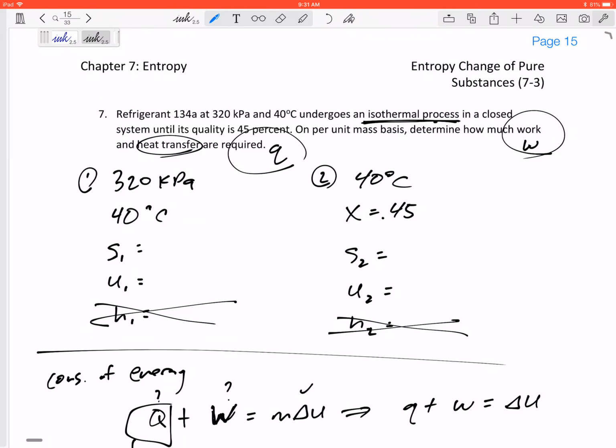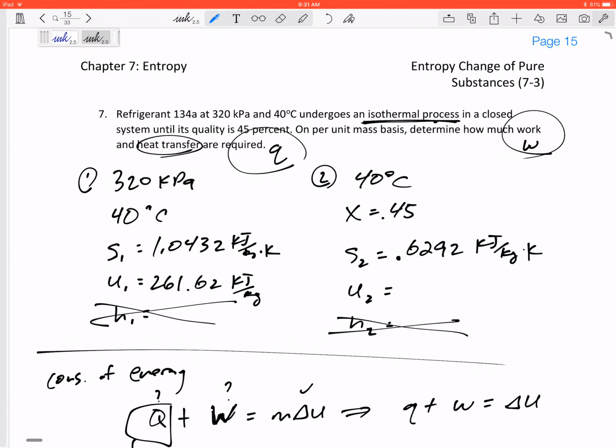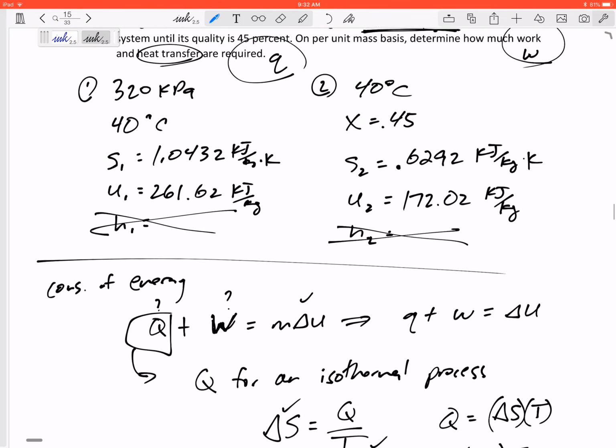All right, I'll write what I've got. S1 is 1.0432 kilojoules per kilogram K, and U1 is 261.62 kilojoules per kilogram. S2 is 0.6292 kilojoules per kilogram K, and U2 is 172.02 kilojoules per kilogram.